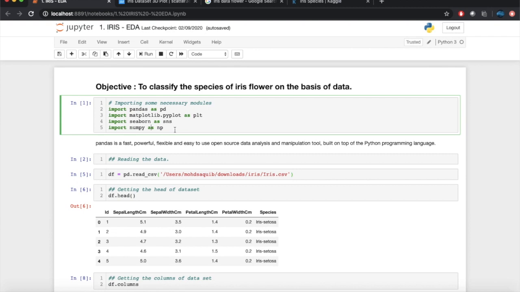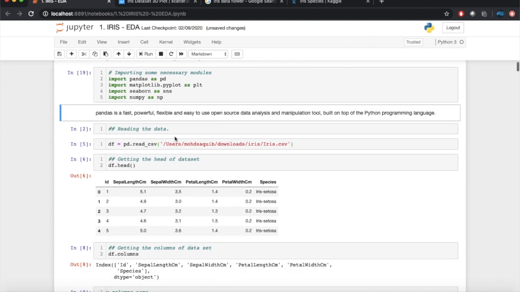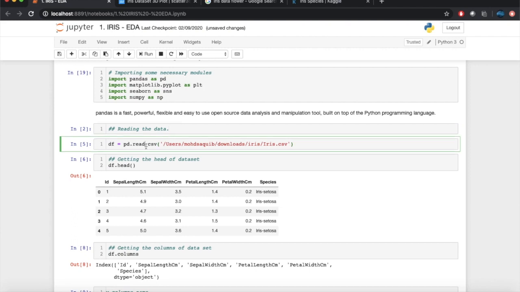After we have imported these necessary modules, let's read the data. My data is already downloaded on my laptop. So using pandas, I'm reading my CSV file. CSV, if you don't know, means comma separated values. It means that these values, ID, sepal length, sepal width, petal length, are separated by a comma. Let me show you an example of a comma separated value.